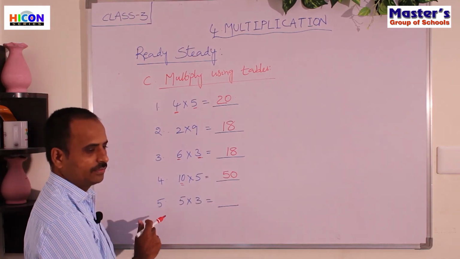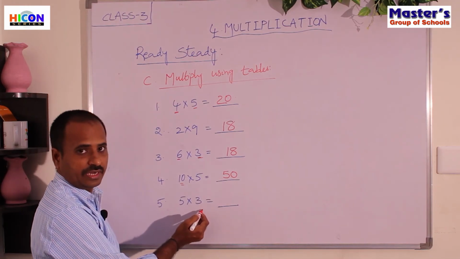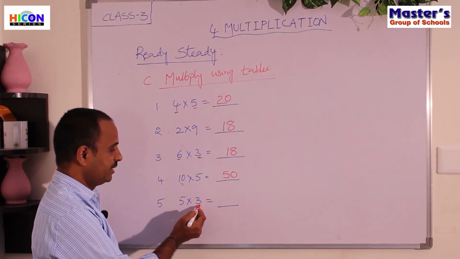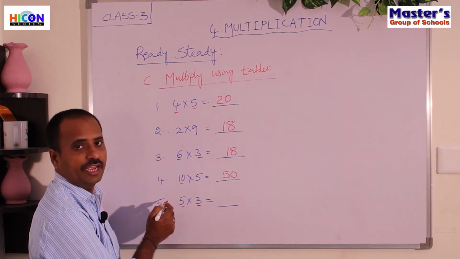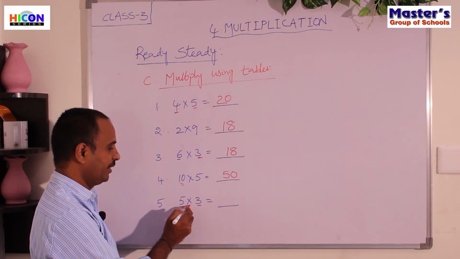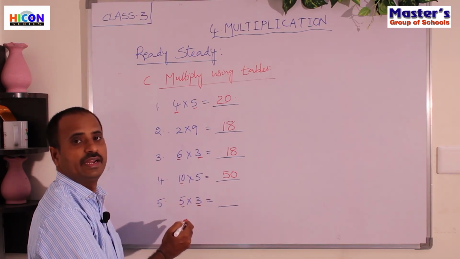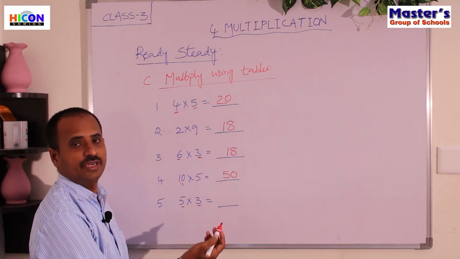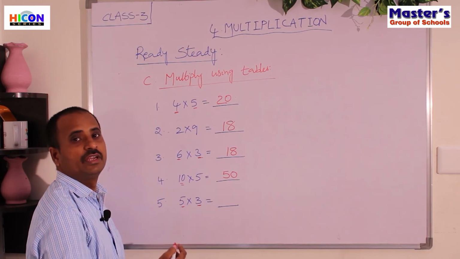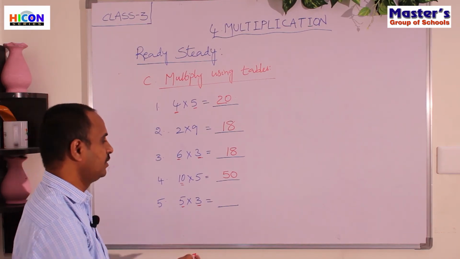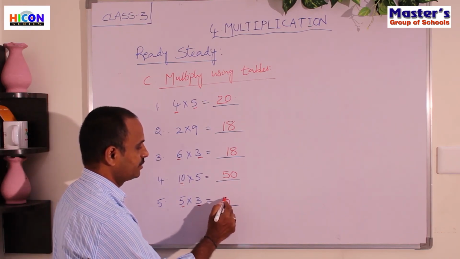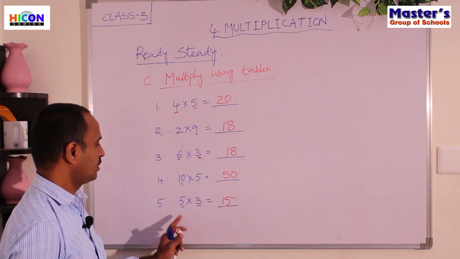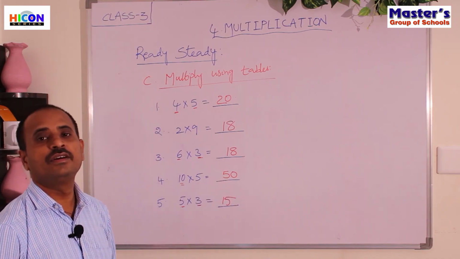Next, see the fifth one. 5 into 3. So the number 3 is added 5 times. So that means 5 into 3, and it can also be read as 5 threes. Children, this is the fifth table. In the fifth table, 5 threes are equal to 15. The product of 5 and 3 is 15.